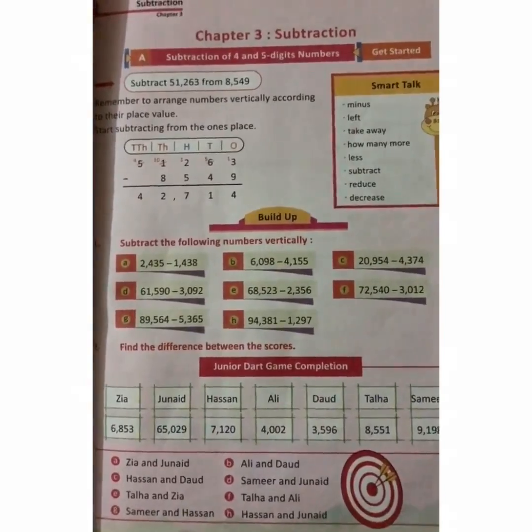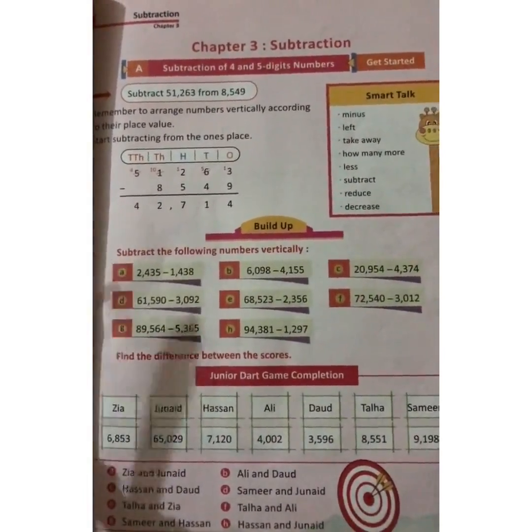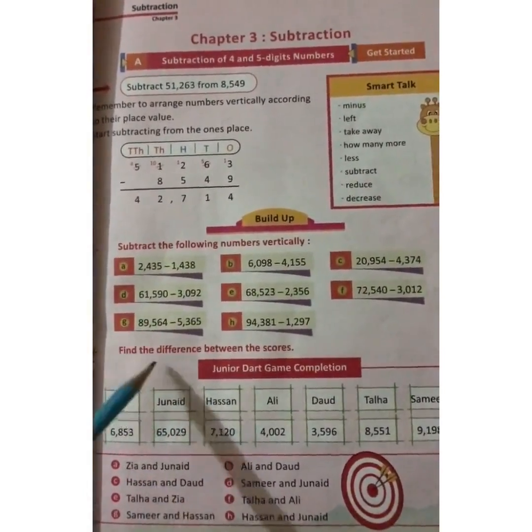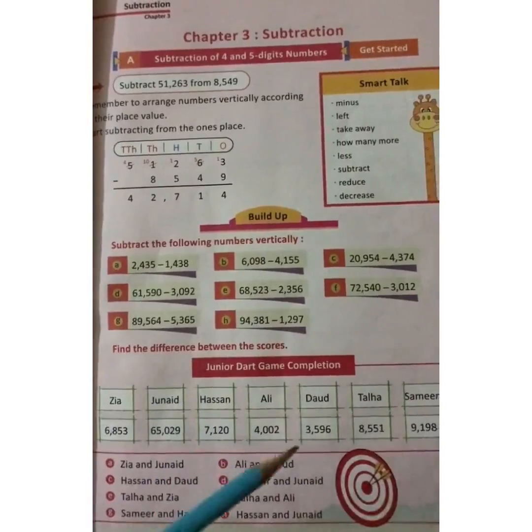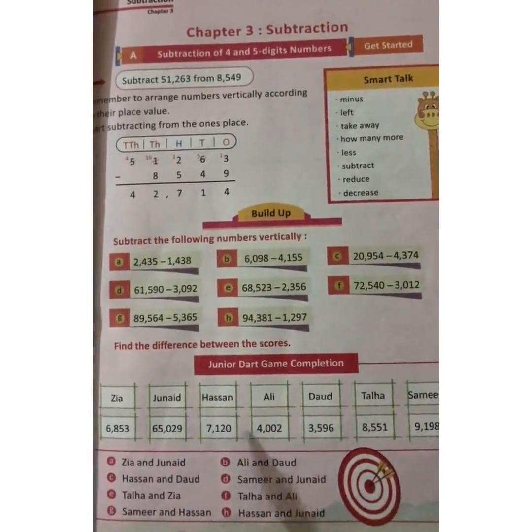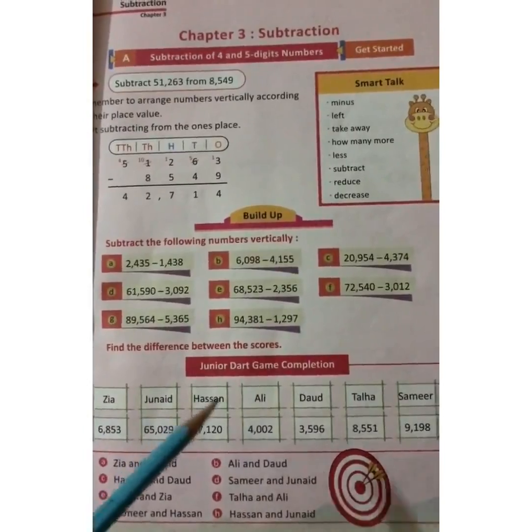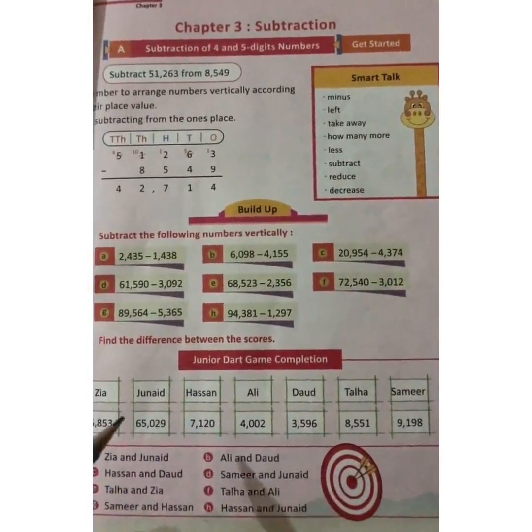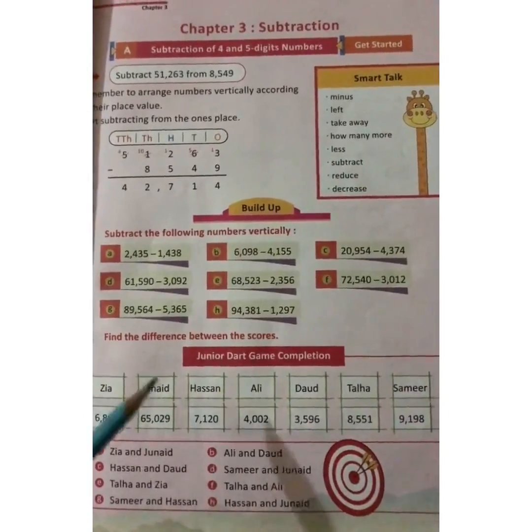Now students, after solving exercise number 1, we are going to do exercise number 2: find the difference between the scores. This is the score chart that is given to you about Zia, Junaid, Hassan, Ali, Daud, Talha, Sami. These are the numbers that they scored, and you are going to find the difference.